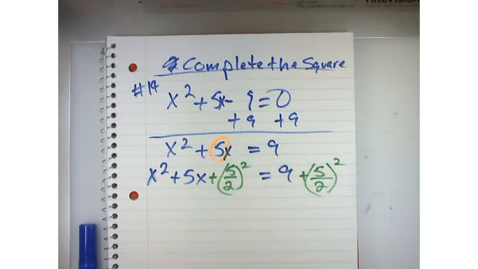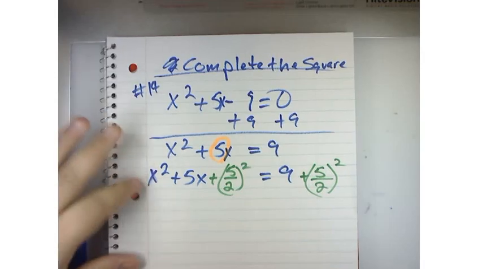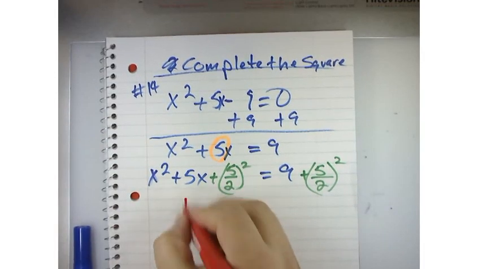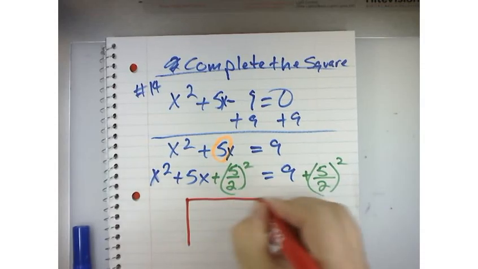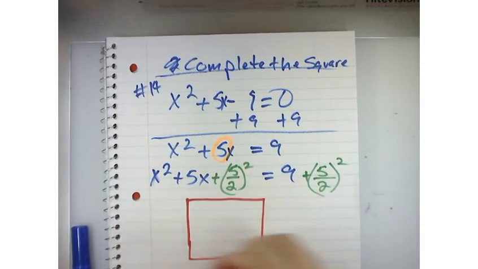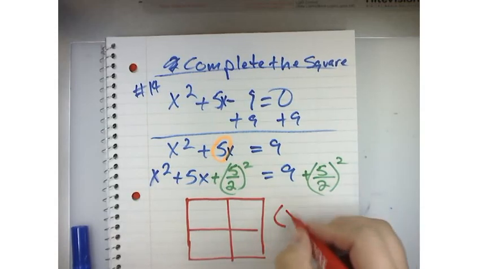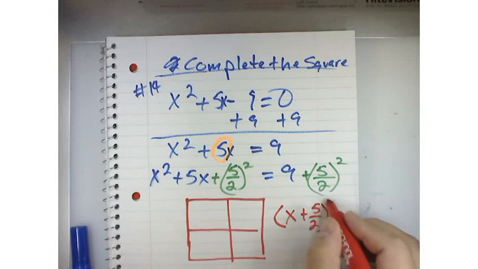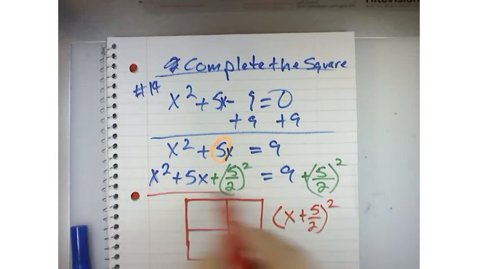Now the question is, why do you do that, Mr. Adams? Here is the answer. I'm going to just put your brain on pause. We'll come back to this step in a second. The reason we do that is because x plus 5 over 2, squared, will give you this stuff right here.